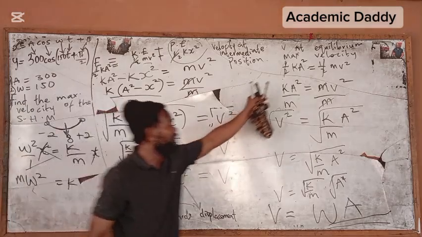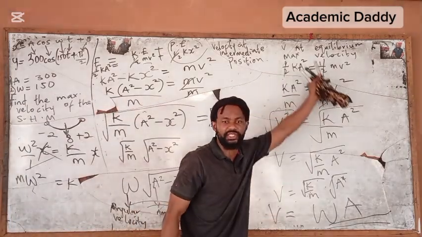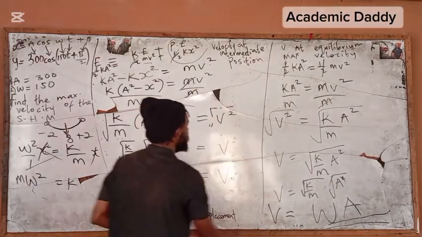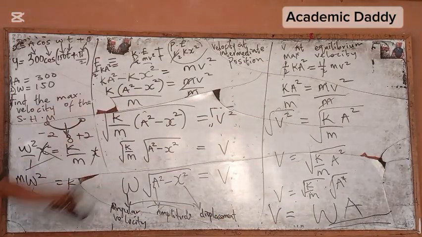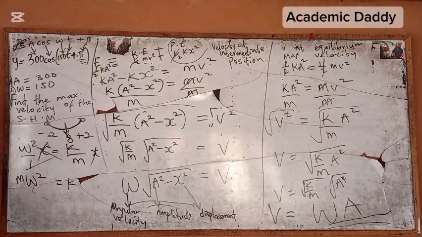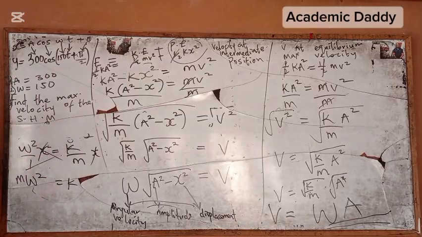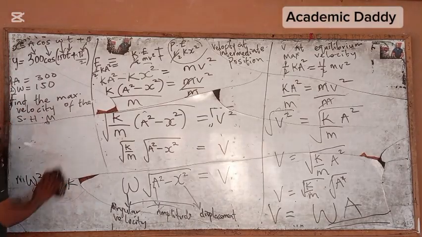And that is why at this equilibrium position, notice that there is no x here. So this is the formula for maximum velocity. And this is the formula for velocity at any point or at intermediate position. So if I know that, we can now solve this question. Find me the maximum velocity of this simple harmonic motion with what you now know.